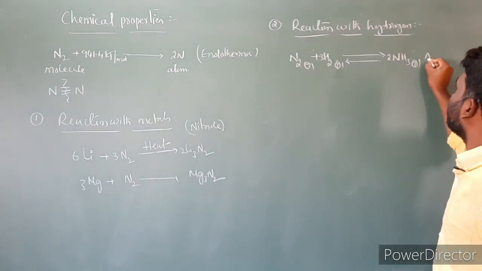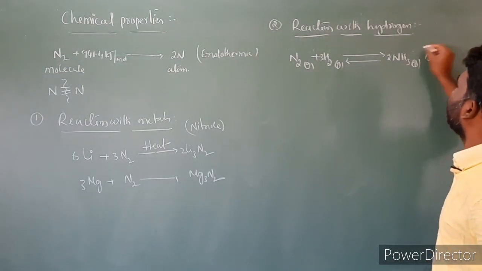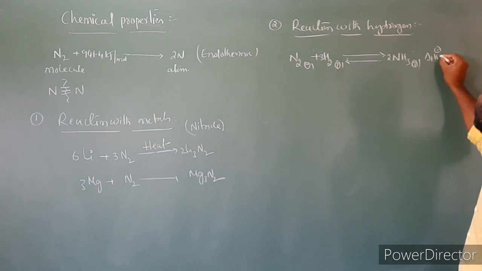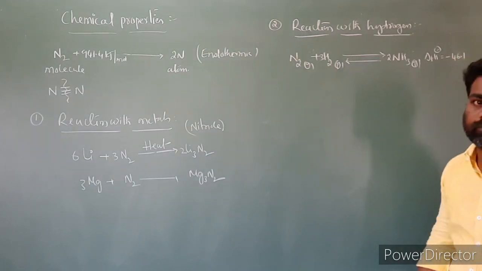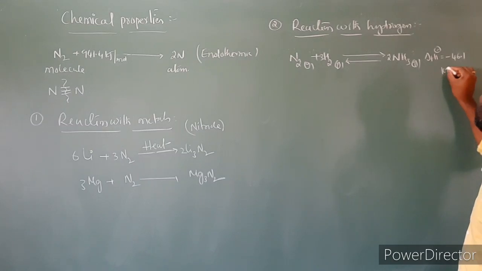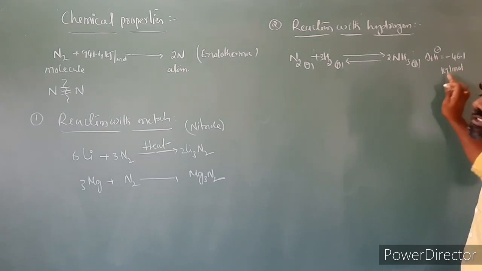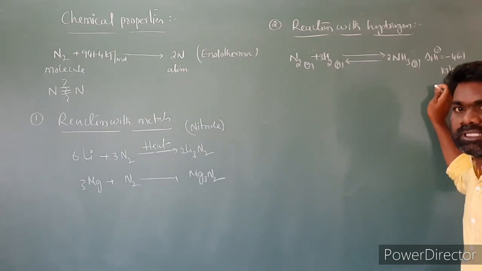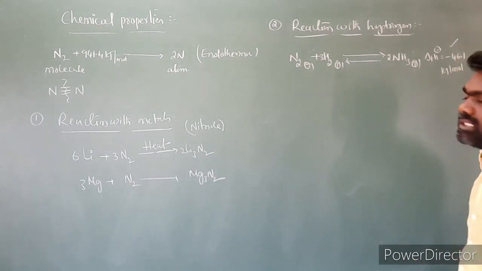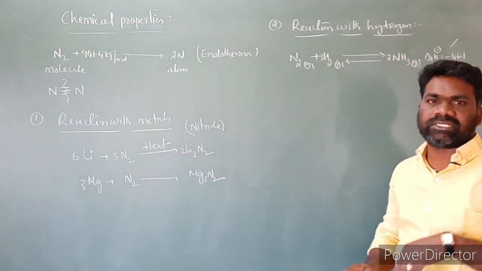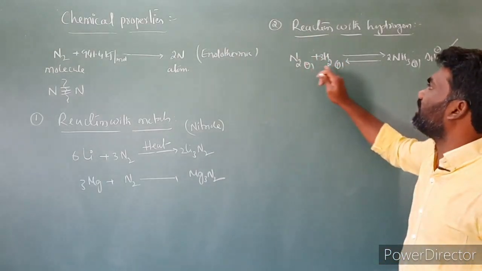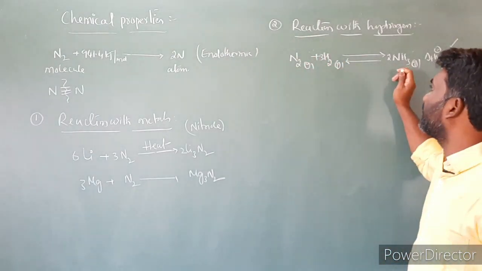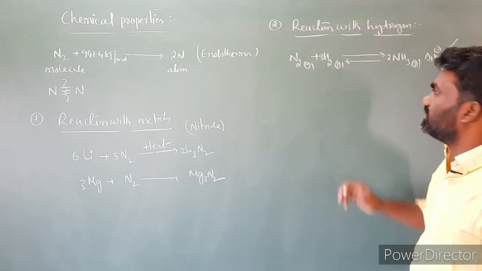Here the standard enthalpy of formation of ammonia is minus 46.1 kilojoule per mole. So this is an exothermic reaction. Energy is liberated, which means it is an exothermic reaction. So nitrogen reacts with hydrogen, leading to the formation of ammonia in presence of a catalyst.